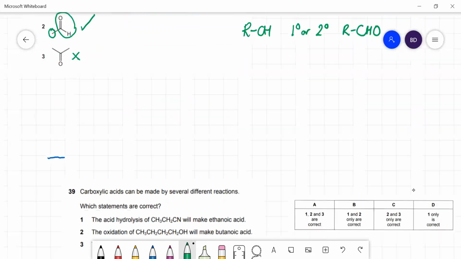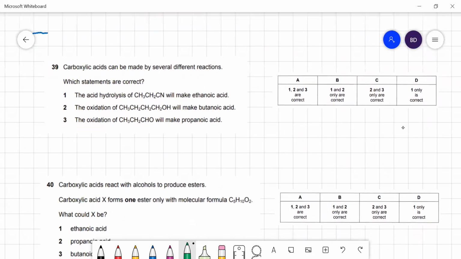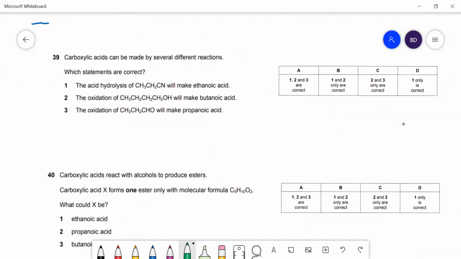Right, towards the end of the paper now. 39. Carboxylic acids can be made by several different reactions. Which statements are correct? The acid hydrolysis of that, no, it won't make ethanoic acid, it will make propanoic acid, won't it? Because you've got 3 carbons there, and this nitrile will be turned into a COOH. So that's wrong. You can oxidize, yeah, that's butanol. That will oxidize to butanoic acid. And this is propanal, and you will oxidize that to propanoic acid. So yeah, it's 2 and 3 there, so it's C.